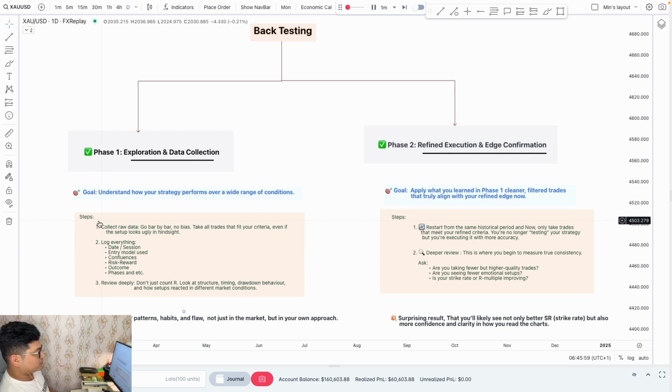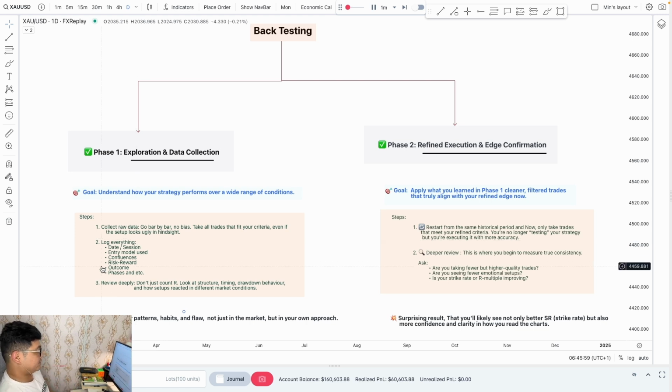Step 1 is collect raw data, which means you go bar by bar, with no bias, and take all the trades that fit your criteria, even if the setups look ugly in hindsight. Just take all the valid trades, high probability, medium probability, low probability, everything. Collect as much as you can, and whatever you know regarding the strategy.